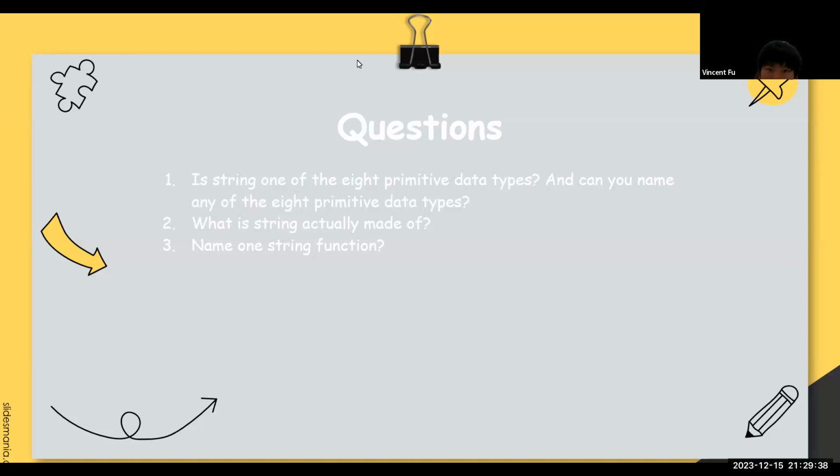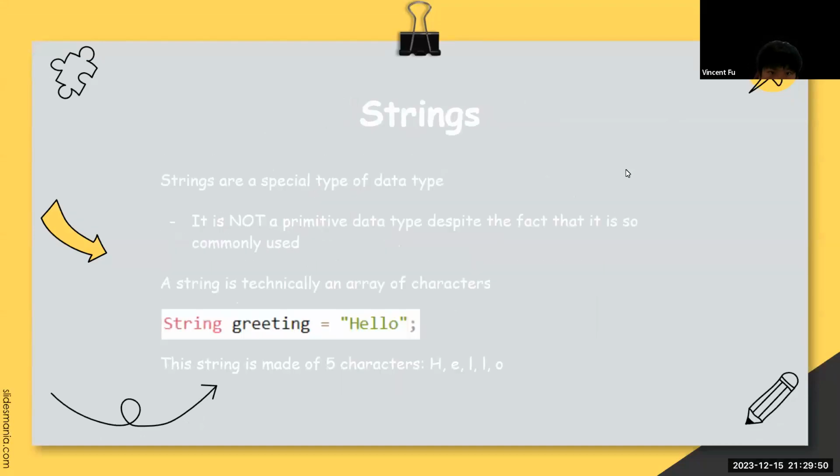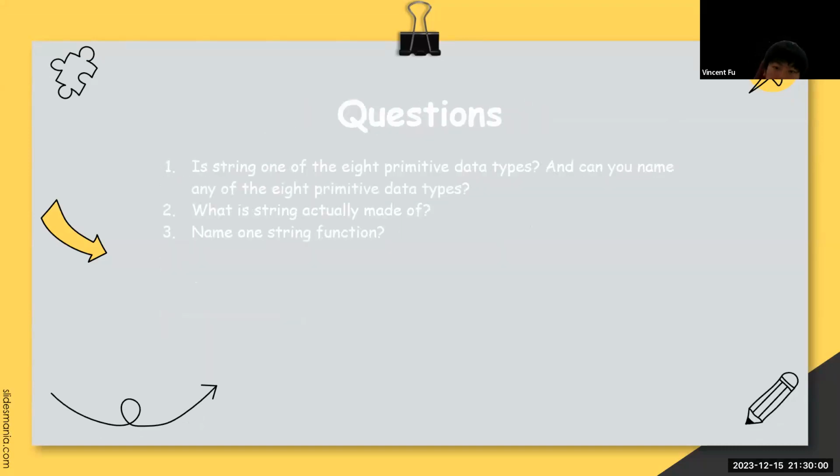Okay, so we have one answer from Anish. Thank you for answering the question. But you said yes, but the answer is actually no. Because if you look back in the first slide, I stated here that string is a special type of data type. It's not actually one of the eight primitive data types. The eight primitive data types were int, float, long, short, bool, char.